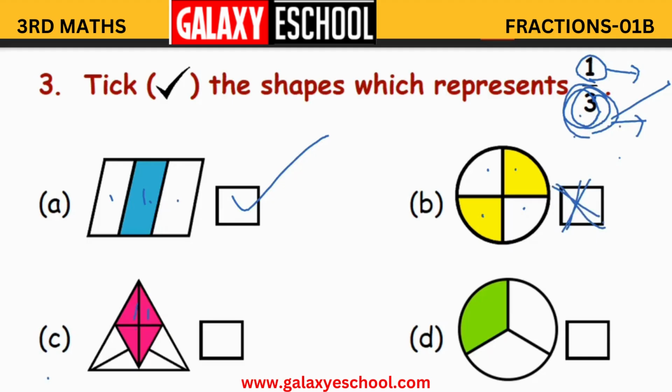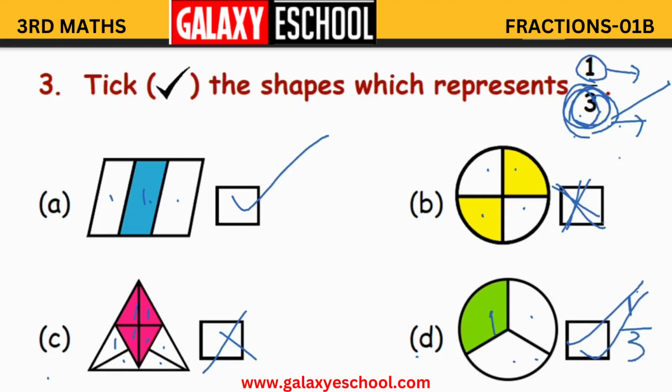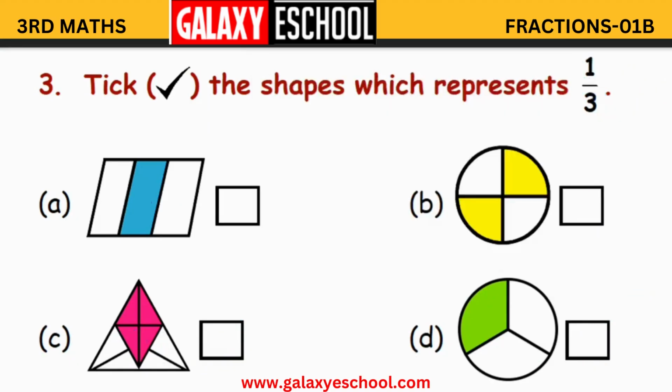Coming to C, 1, 2, 3, 4, 5, 6, 7, 8. It is divided into 8 parts, children, but we want only 3. So again it is our wrong answer. Coming to D, 1, 2, 3. Yes, 3 is the total parts and only one part is shaded. So option D also represents 1 by 3. Understood? And with this, I hope the concept of fractions is clear with this, children. Yes.